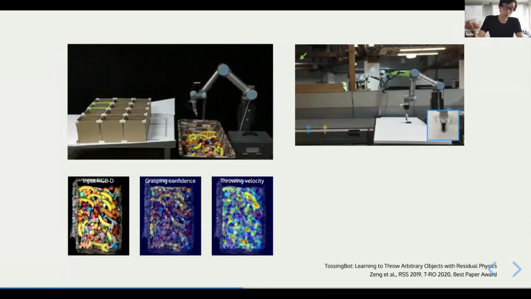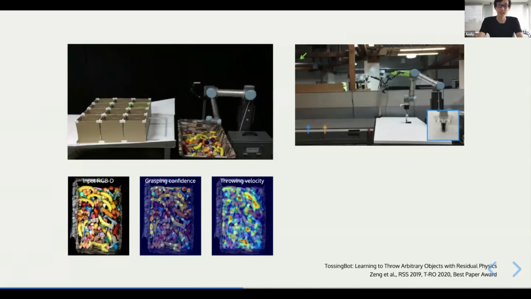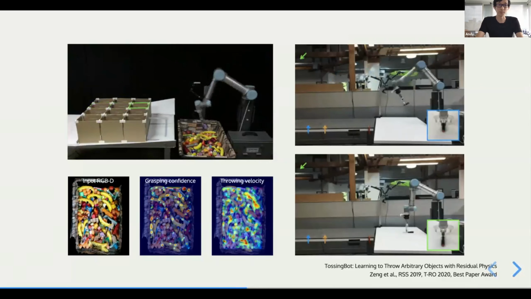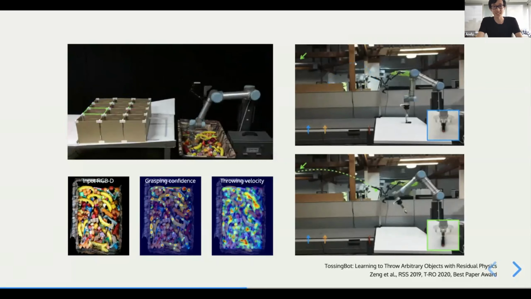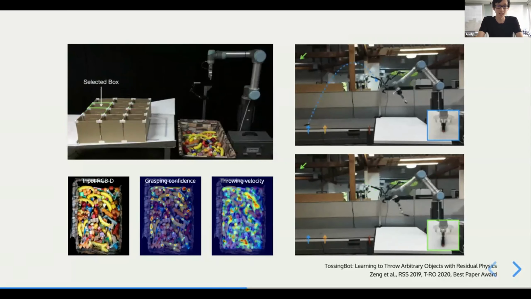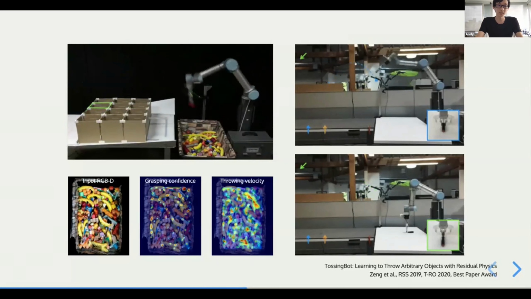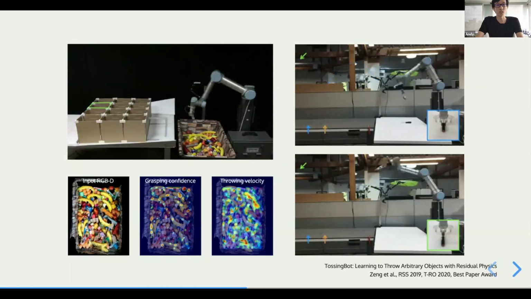So for example, if you grasped a screwdriver by the handle near the center of mass and throw it, it would land much closer than if you had grasped it from the metal tip, which would cause it to swing forward and land much farther given the same velocity. So based on the shape of the object and where the grasp is located on the object, the model will have to predict a different velocity to compensate in order to achieve accurate throws.